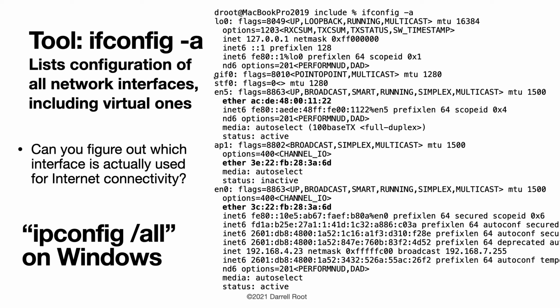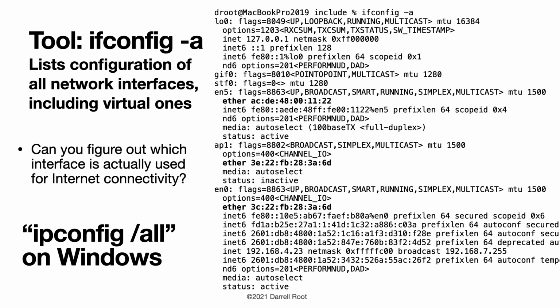And you can see here I have an Ethernet address. So there are the 48 bits that we're coming to know and love. I have an ap1 interface, which also has an Ethernet address. Notice that it's a different Ethernet address. Each network card, each network interface has its own Ethernet address. And then we have en0, which has an Ethernet address, 48 bits.